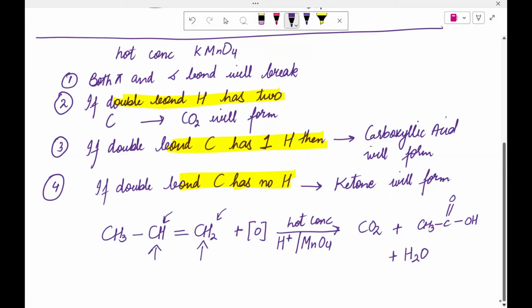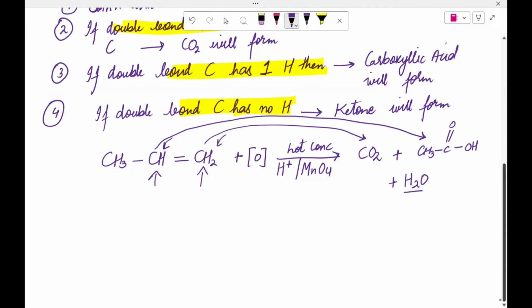Is that clear? So because of this double bond, carbon dioxide would form. And because of this single bond, a carboxylic acid would form. And there's a production of water along with it. Now, this is the first example, and now let's take another example.